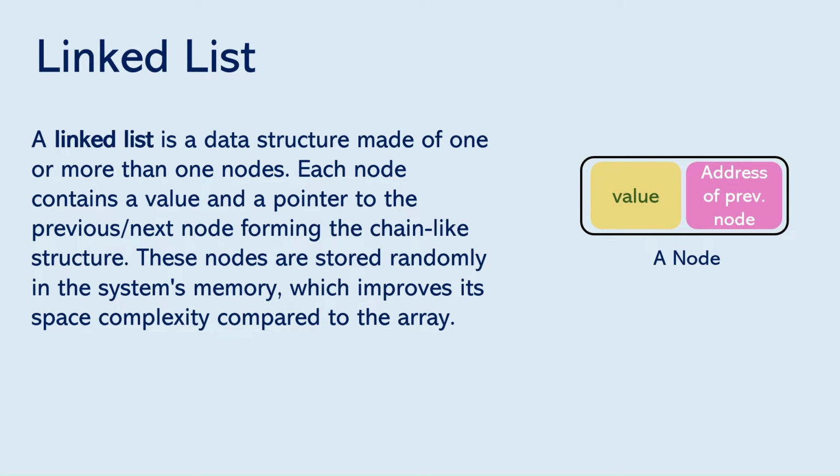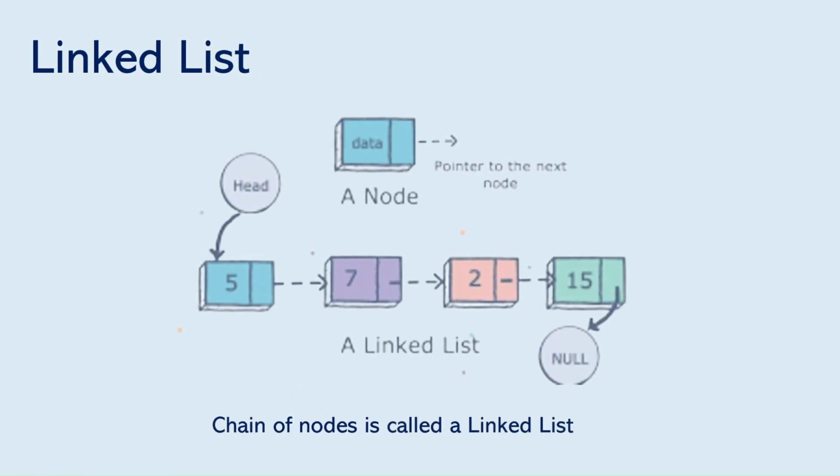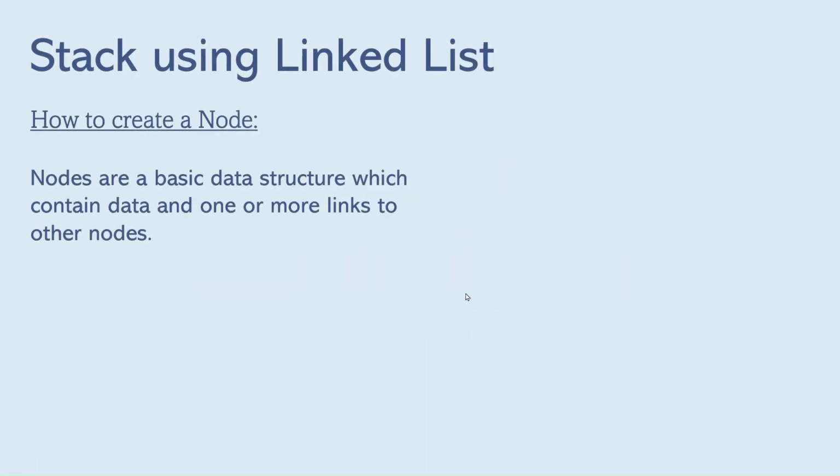So this basically says that linked list uses dynamic memory allocation. A chain of nodes is called a linked list. As you can see, these are all nodes and these are connected like a chain here. So what is a node? Nodes are a basic data structure which contain data and one or more links to other nodes.